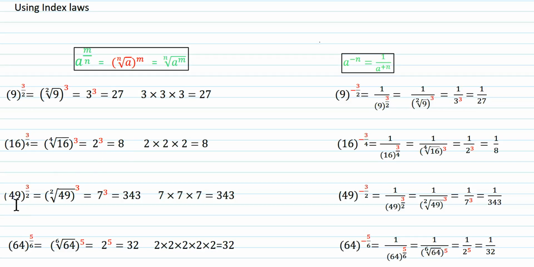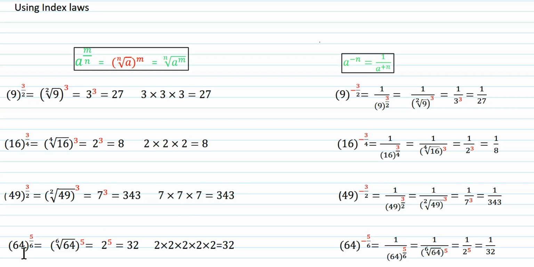Now 49 raised to the power 3 over 2. So we're going to find the square root of 49. This 2 at the bottom of the fraction turns into the square root of 49, and this all is raised to the power 3. Now the square root of 49 is 7. 7 raised to the power 3 is 7 times 7 times 7, which is 343.